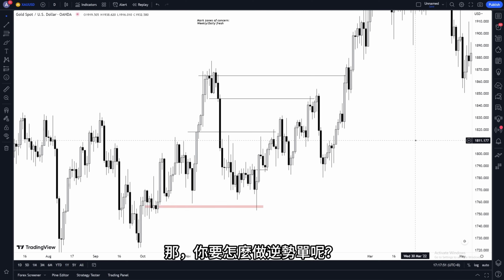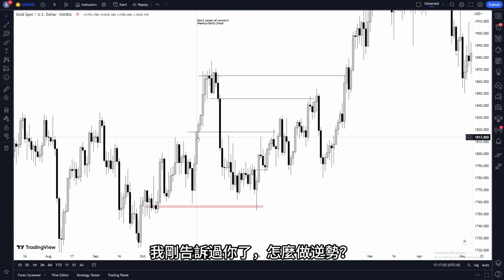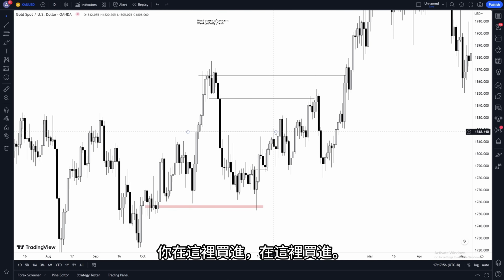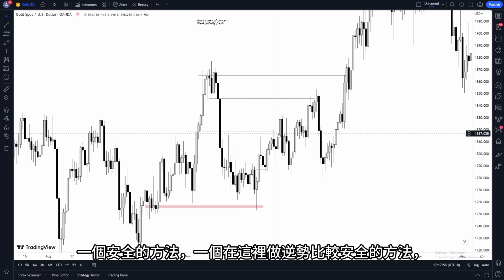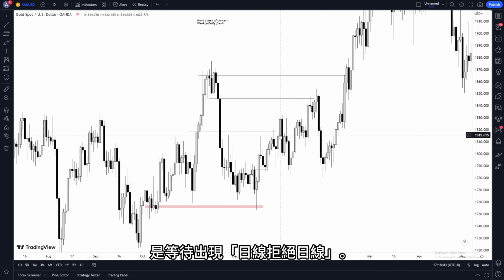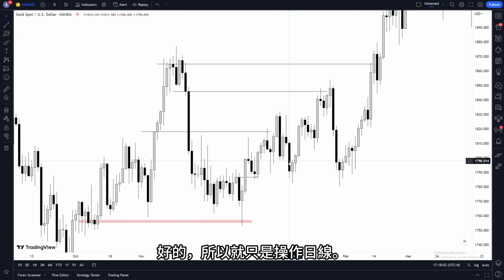Now, how do you play the counter then, right? I just told you, how do you play the counter? Well, you can play the counter. So you bought over here. A safer way for you to play the counter here would be for you to wait for a daily reject daily. Okay, so you're just playing the daily.